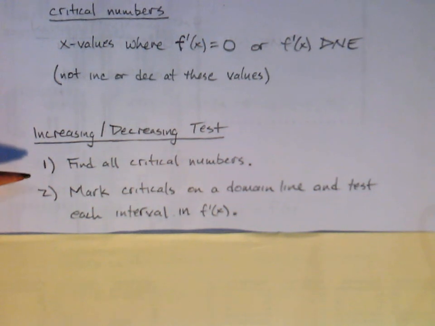Once we have all of the critical numbers, and there could be 1 or 2 or 3, who knows, we're going to mark those criticals on a domain line and test each interval in the derivative f prime of x. Okay, so step number 2 here, just write it for now. It doesn't make a lot of sense. But what do I mean by test each interval, right? Mark the criticals on the line. No, that'll make a lot more sense when we see an example.